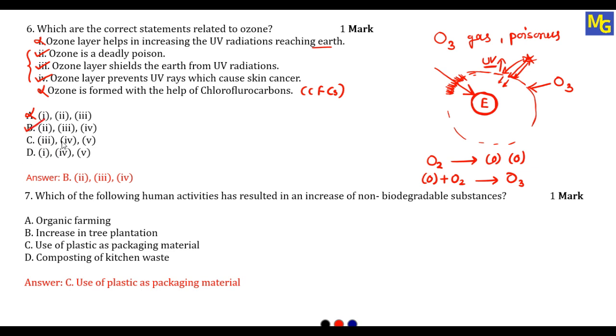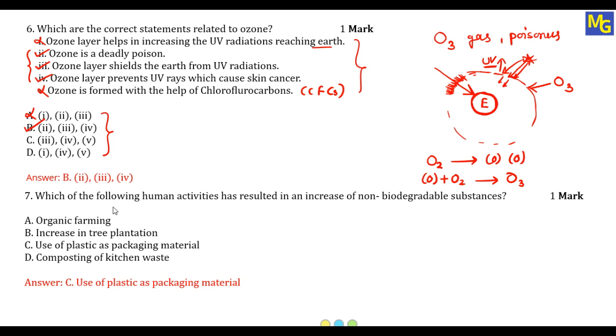So therefore write down the answer: option B, second, third and fourth. Now when you write these options, no need to write all the sentences again in the answer. Only write down whatever is given in the options. So this is the answer for question number 6. Now we will see question number 7.